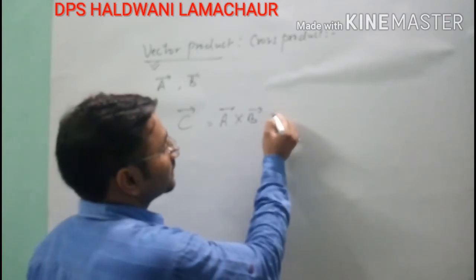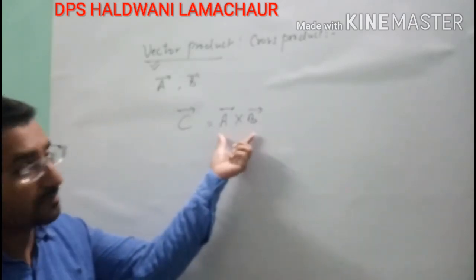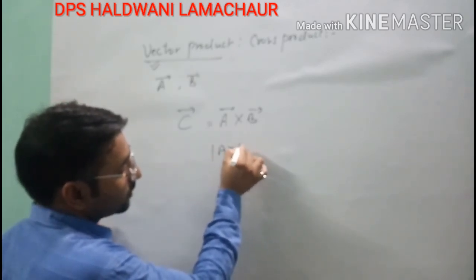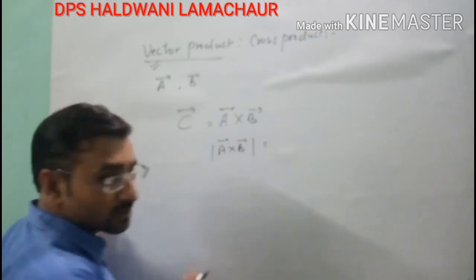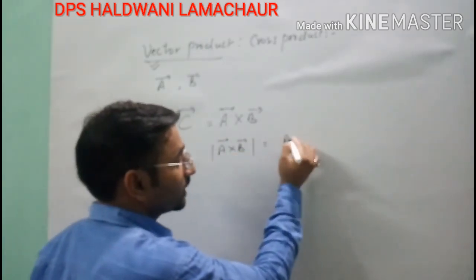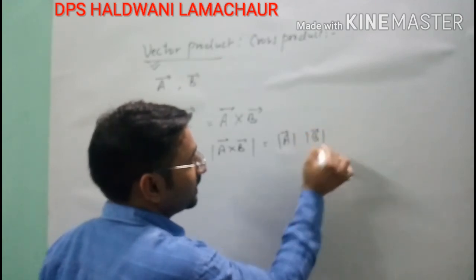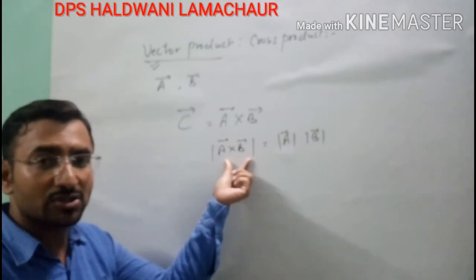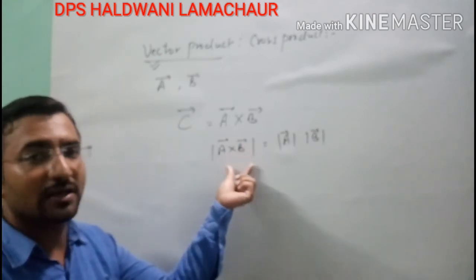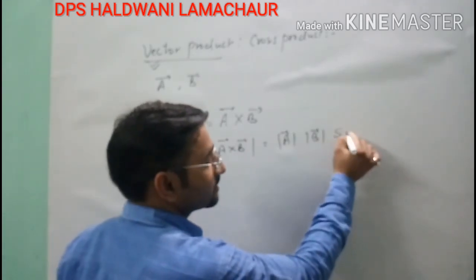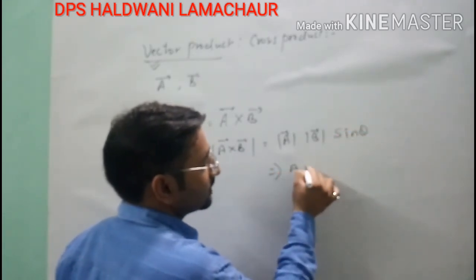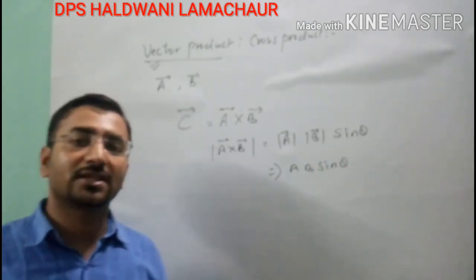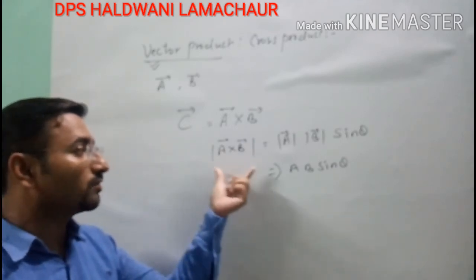When we talk about the magnitude of the cross product of two vectors, it is equal to the product of the magnitude of A, the magnitude of B, and the sine of the angle between them, suppose theta. So the value is AB sine theta. This is the formula of the cross product of two vectors. Is the point clear, student?